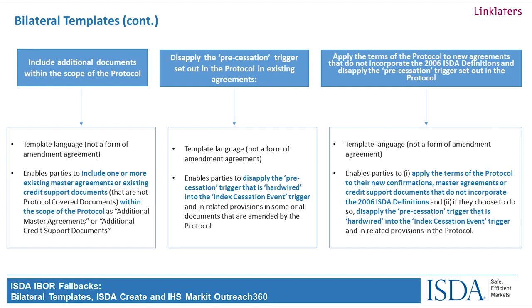So as was covered in an earlier webinar, the pre-cessation trigger is hardwired into the protocol for LIBOR rate options, and it applies when the FCA, the Financial Conduct Authority, announces that LIBOR is not representative and that the representativeness will not be restored. And so if you do not want that trigger to apply, i.e. if you only want within your contract a permanent cessation trigger to apply, then you can use this template to remove that trigger.